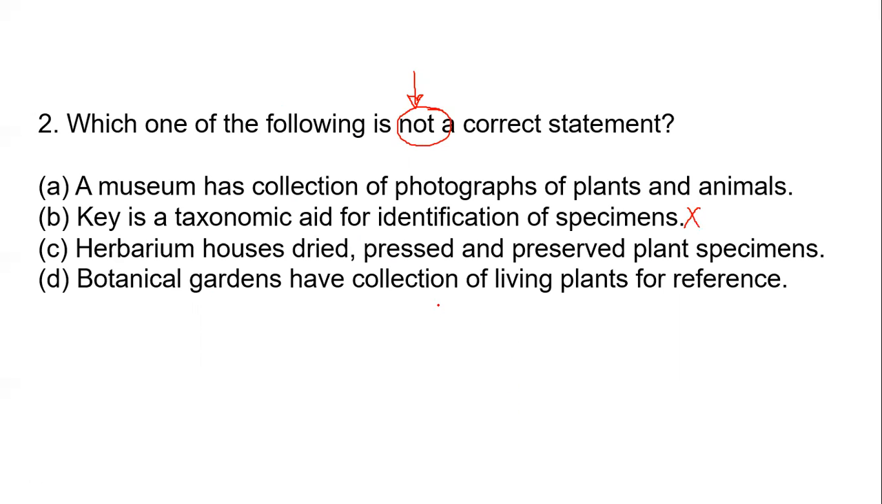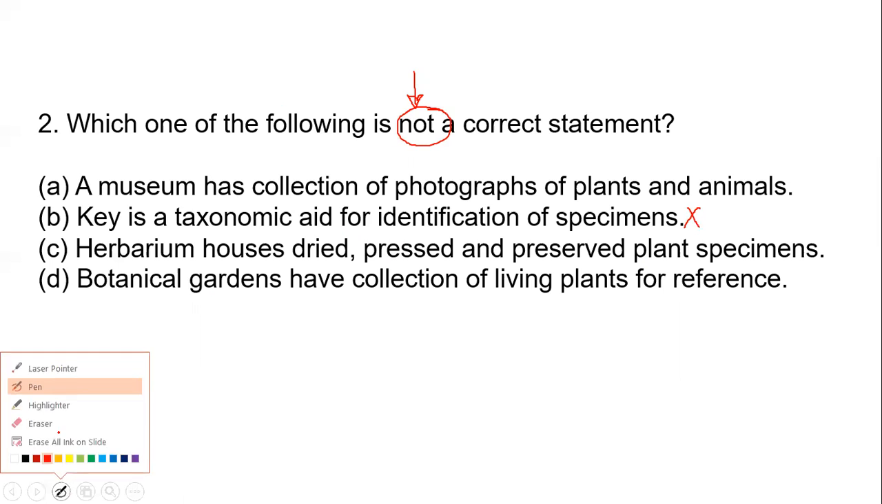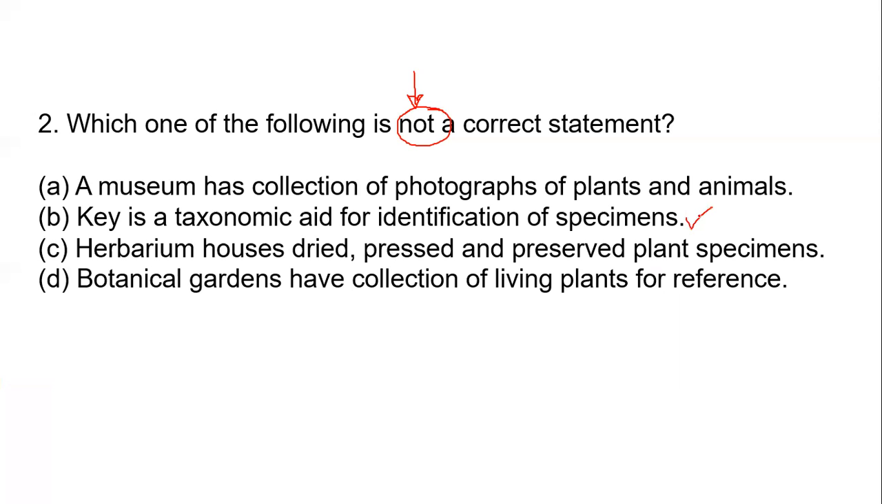Herbarium houses dried, pressed, and preserved plant specimen. If I just put the wrong, then everybody will be thinking like that's a wrong statement. No, that's a correct statement, which is actually a wrong option for this question I just marked. Okay, now it's perfect. Absolutely, they are known as the dry gardens, right? Botanical garden have a collection of living plants for reference. That's again correct. So the incorrect statement is option number A. That is, a museum has not only the collection of photographs of plants and animals, they also have the living specimens. Not only the living, the dead stuffed materials are also there instead of photographs only. Okay, so the answer for question number 2 is option number A.